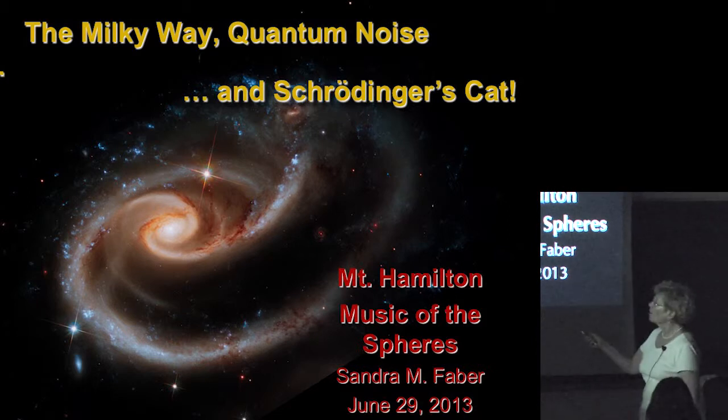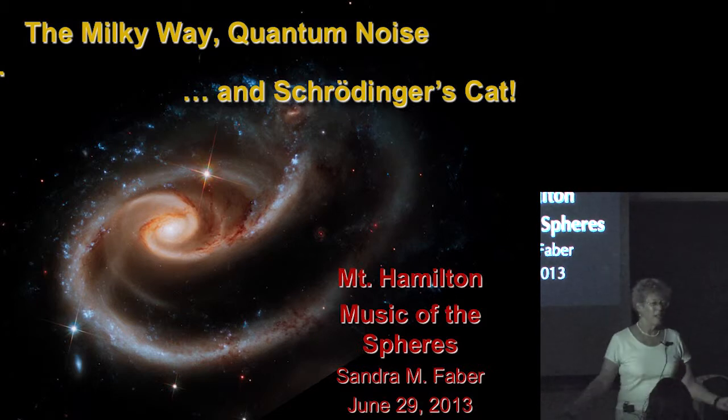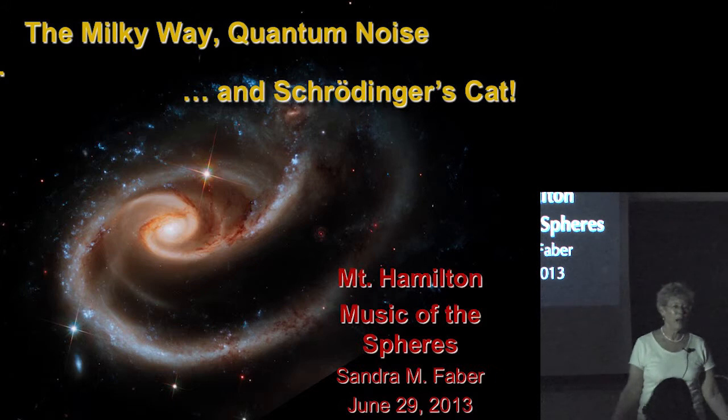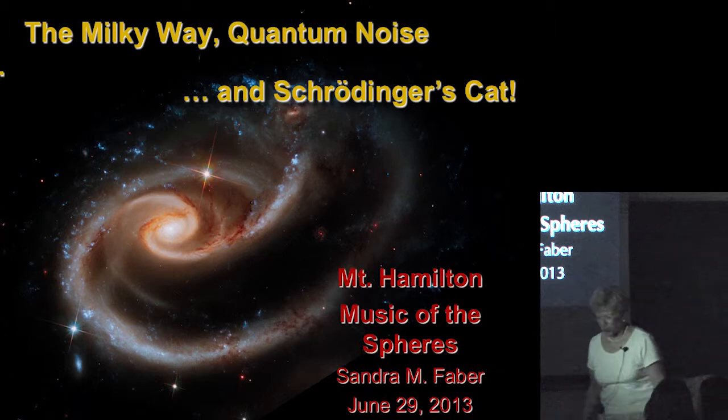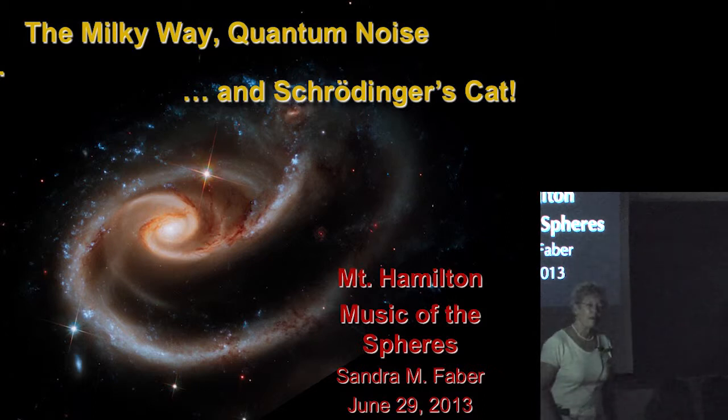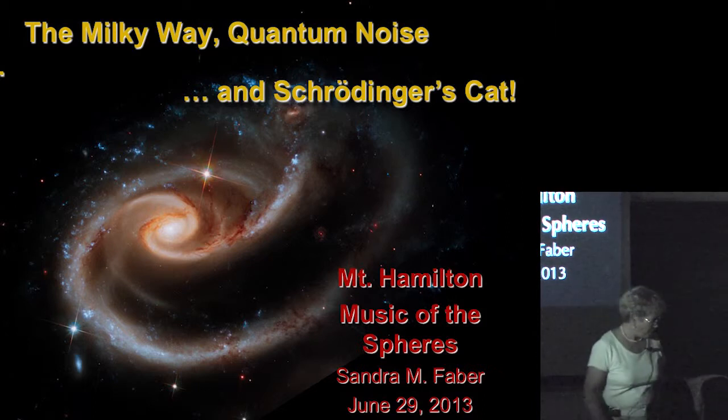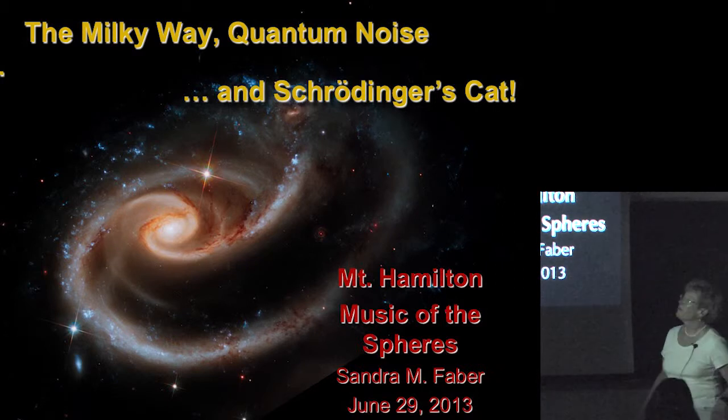So, the real star of our story here is the Milky Way galaxy. We would not be here without our galaxy. It turns out that it comes from quantum fluctuations. And just because I love animals, I'm dragging in something called Schrodinger's cat. And we'll be talking about the famous quandary of Schrodinger's cat later in the talk.